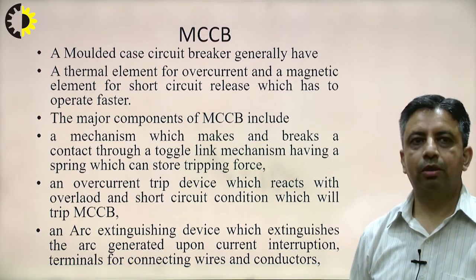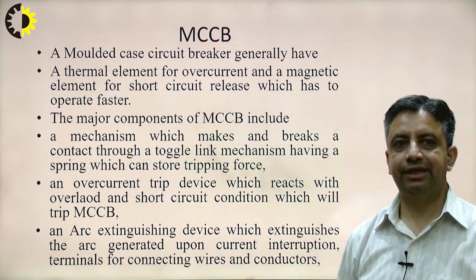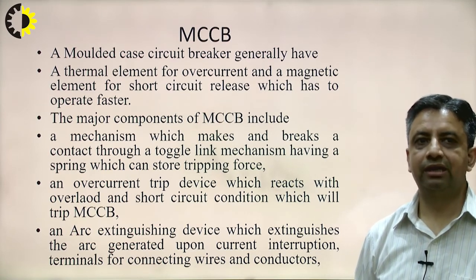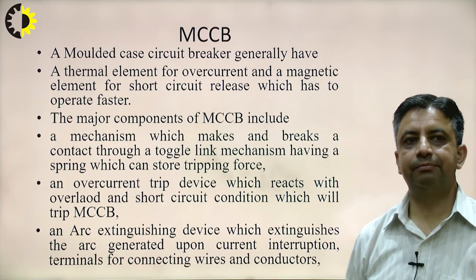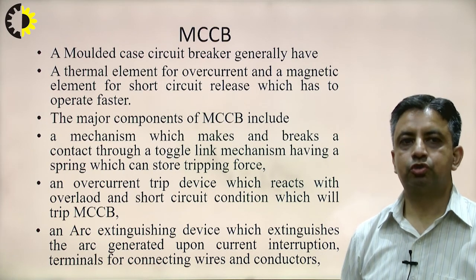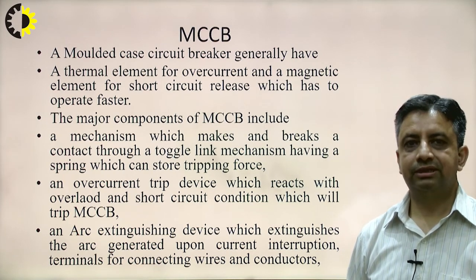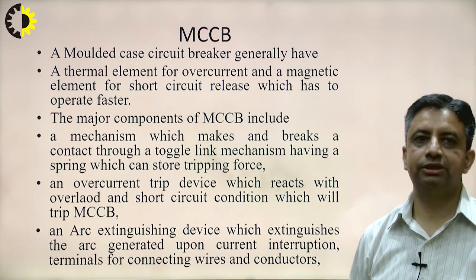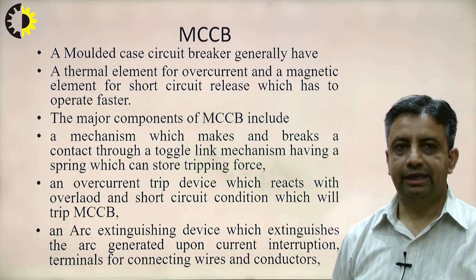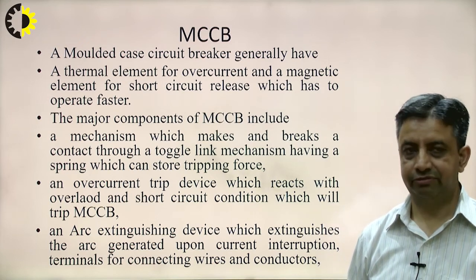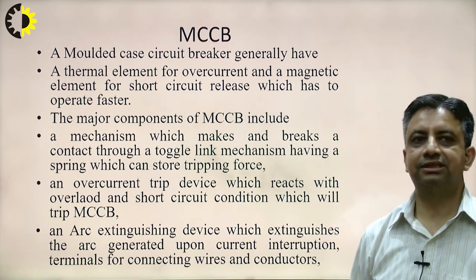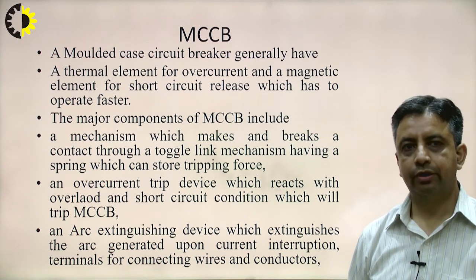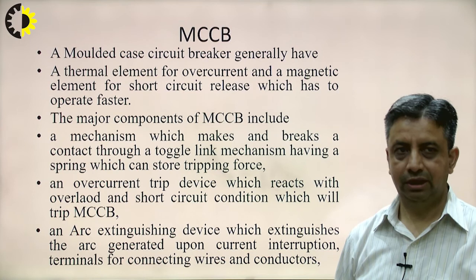The major components of this MCCB include first a mechanism which makes and breaks a contact through a toggle link mechanism having a spring which can store tripping force. You might have seen at your home also, with the help of a toggle switch, you can switch on and switch off the circuit. So this is the first operation, that is simply to switch any particular device on or off.